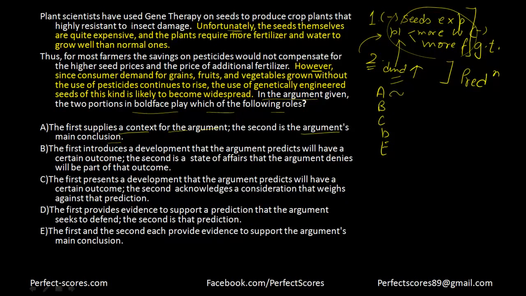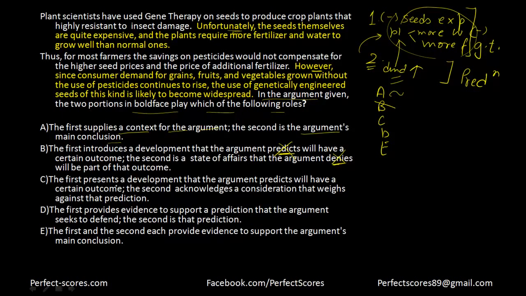B says the first introduces a development that the argument predicts will have a certain outcome. Now remember, the prediction was done for the second phrase. The second is a state of affairs that the argument denies will be part of that outcome. Actually, the argument is saying that the use of seeds of this kind will become widespread. That means the argument is not denying it, and the first statement was not a prediction. We know B is incorrect.